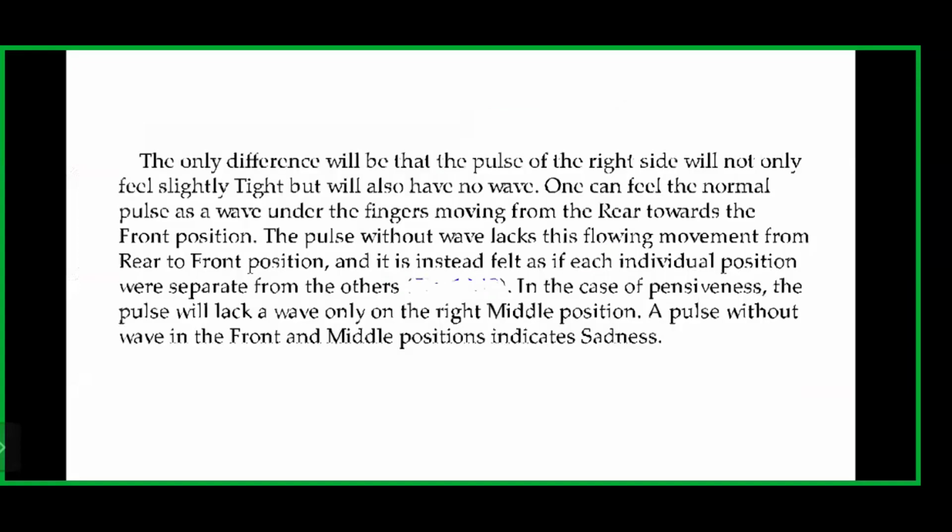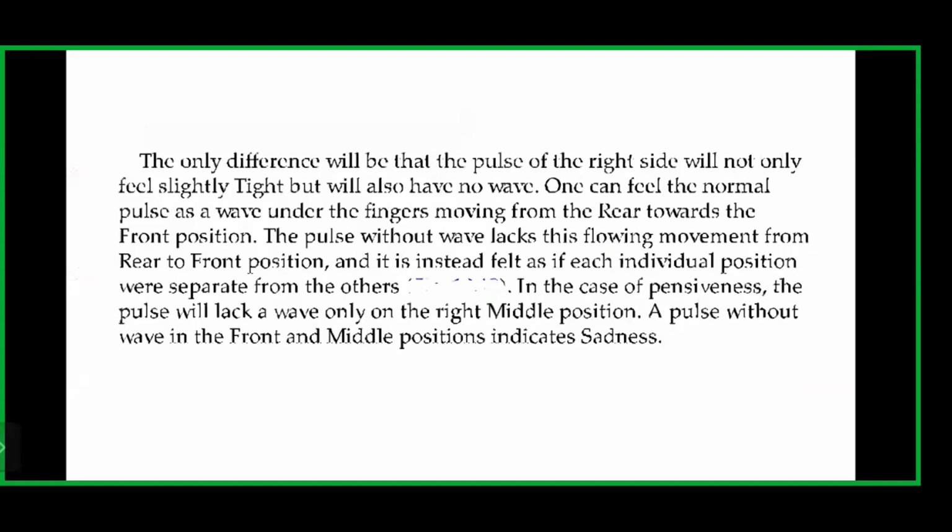The only difference will be that the pulse of the right side will not only feel slightly tight, but will also have no wave. One can feel the normal pulse as a wave under the fingers moving from the rear towards the front position. The pulse without waves lacks this flowing movement from rear to front position, and it is instead felt as if each individual position were separate from the others. In the case of pensiveness, the pulse will lack a wave only on the right middle position.